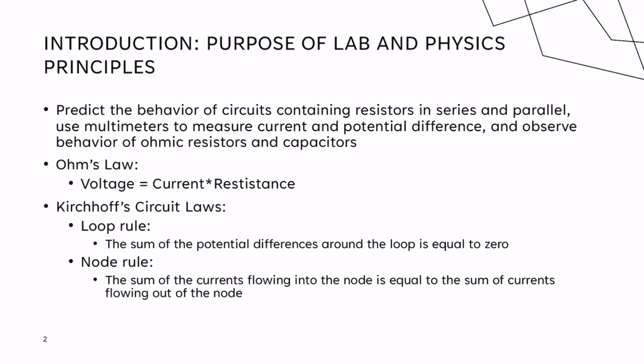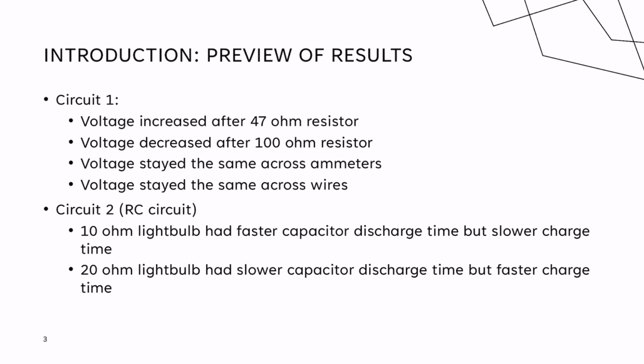The loop rule is the sum of the potential differences around the loop is equal to 0, and the node rule is the sum of currents flowing into the node is equal to the sum of currents flowing out of the node. So here's a preview of the results.